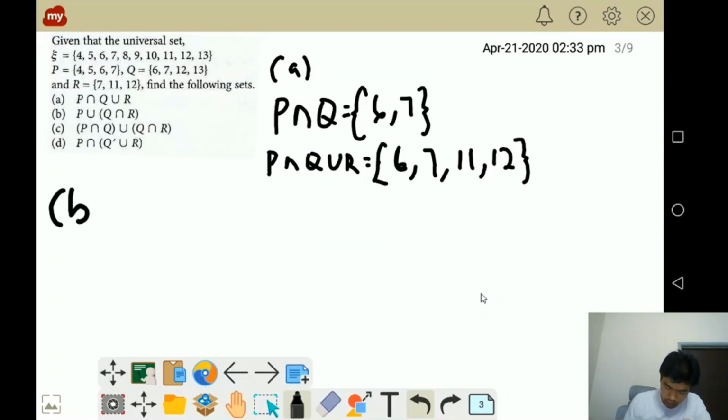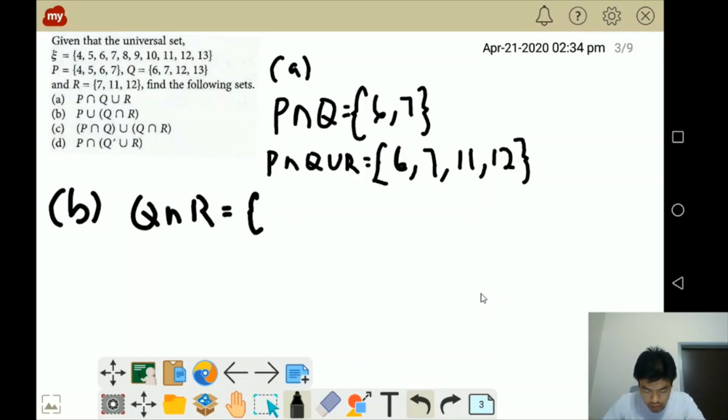B. So again, remember the rules. You do it from left to right, but if there is a bracket, you do what is in the bracket first. So this is P union, in bracket, Q intersect R. So we have to do what is in the bracket first. I'm going to list down Q intersect R. What is Q intersect R? The common elements in Q and R, right? So they are 7 and 12.